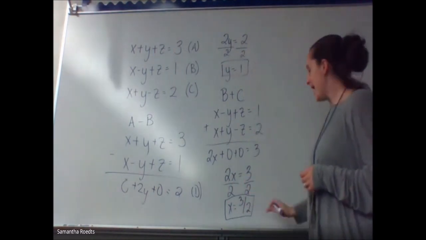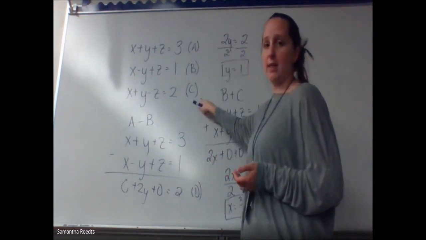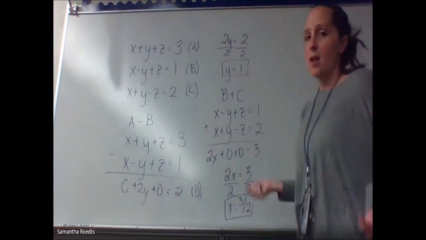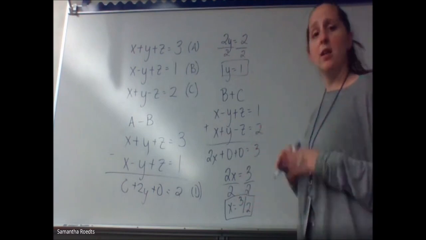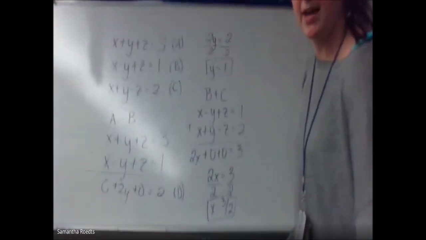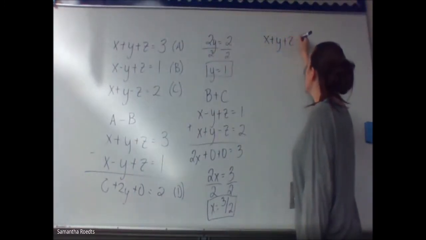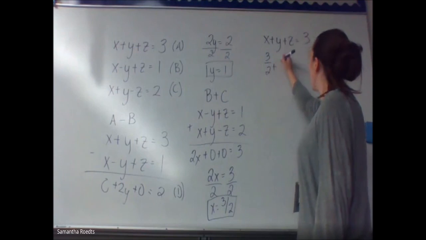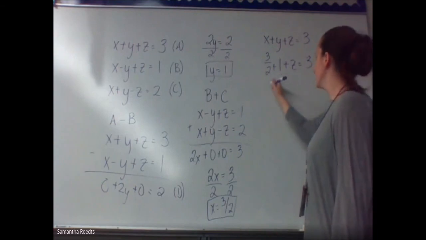Now I have y, and I have x, and now I can solve for z. I can pick any one of the three equations that they gave me originally, and substitute in for x and y and solve for z. I'm going to pick A, but you don't have to pick A, you can pick B or C. It's completely up to you. So I'm going to substitute in my values. Here's my original equation, x plus y plus z equals 3. So x is 3 halves, y is 1, and I'm solving for z. 1 I can rewrite as 2 over 2.